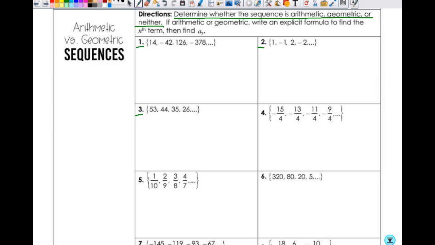Okay, so let's look at number 1. If you were going to explain the pattern to me, what is happening here? Well, multiplying by -3, right? So here, I multiply by -3, multiply by -3. So either that is a common difference or a common ratio. What is it? Common ratio. So our ratio is -3. So is this geometric, arithmetic, or neither? Geometric. If you are multiplying, it is geometric.